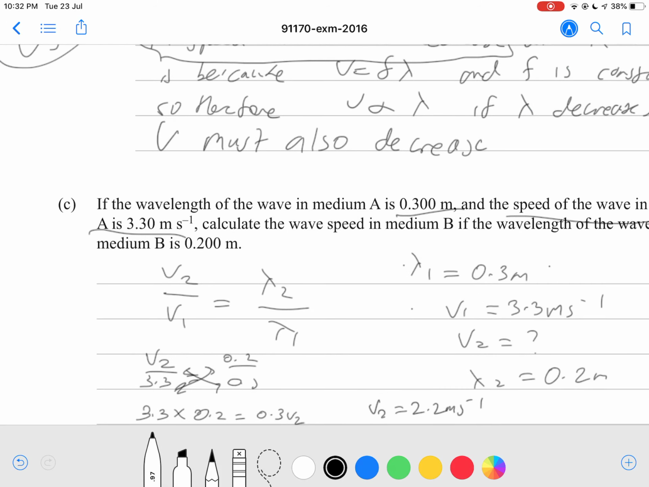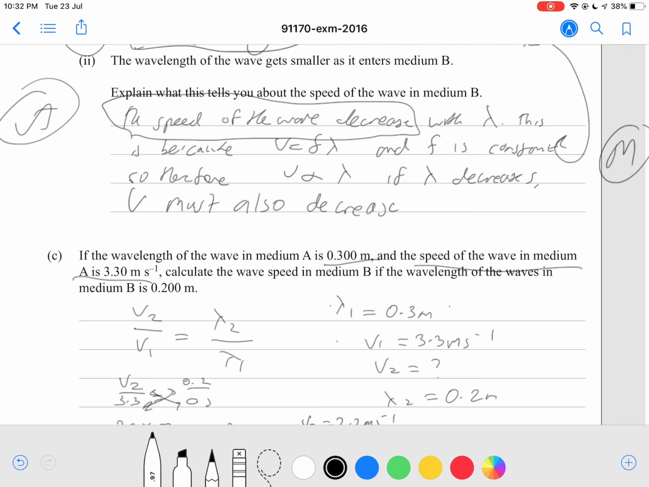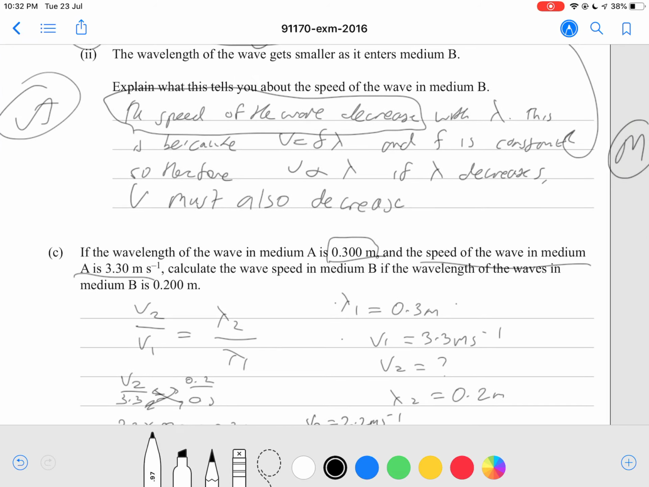Alright, so one way to check your answer, this is the most efficient way to check your answer. As you can see, the wavelength in medium A is 0.3 meters, and B is only 0.2 meters. Because there's a decrease in the wavelength from 0.3 to 0.2, you must infer that there's also a decrease in the speed of the wave. So your answer must be less than 3.3. For example, if you get your answer as 4 point something, you know instantly that you got the wrong answer, because since the wavelength decreases, your speed of the wave must also decrease, okay? That's a must. So that's one easy way to check your answer.